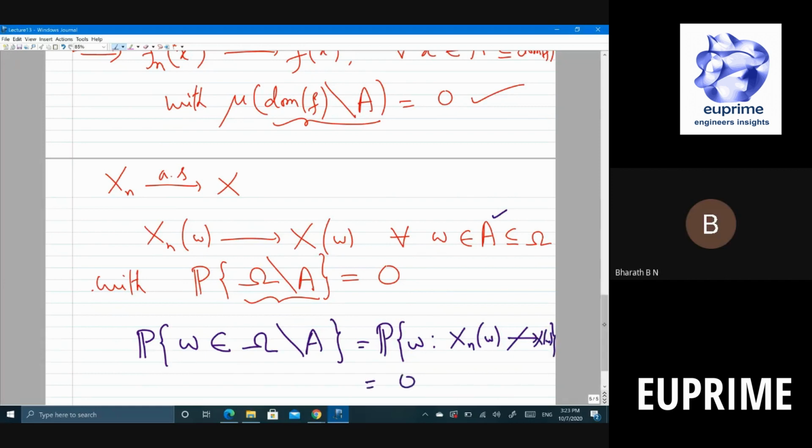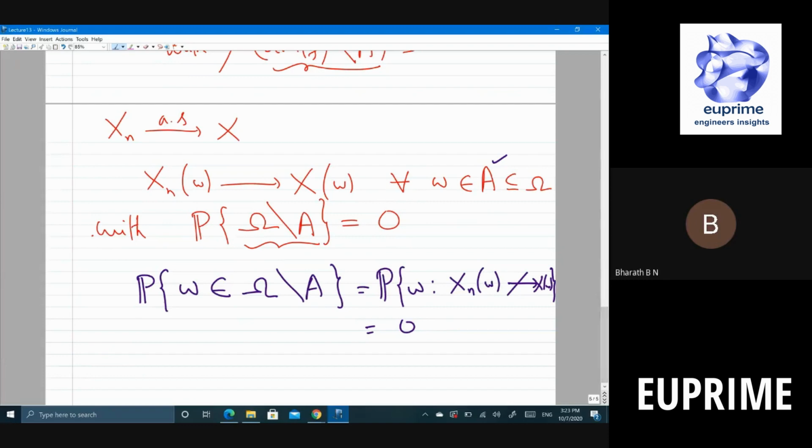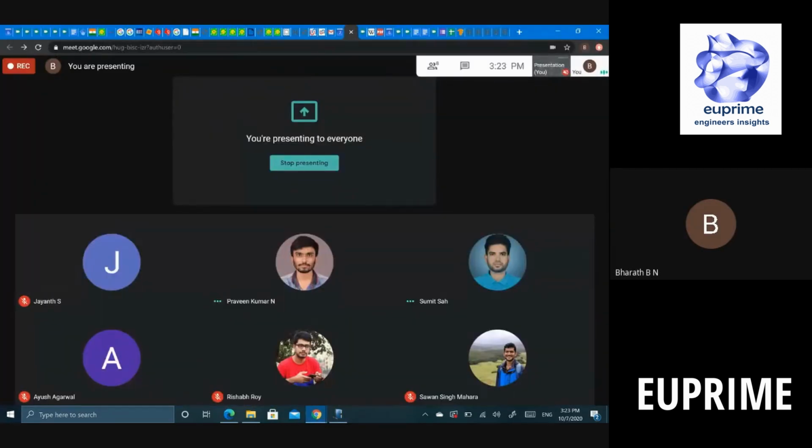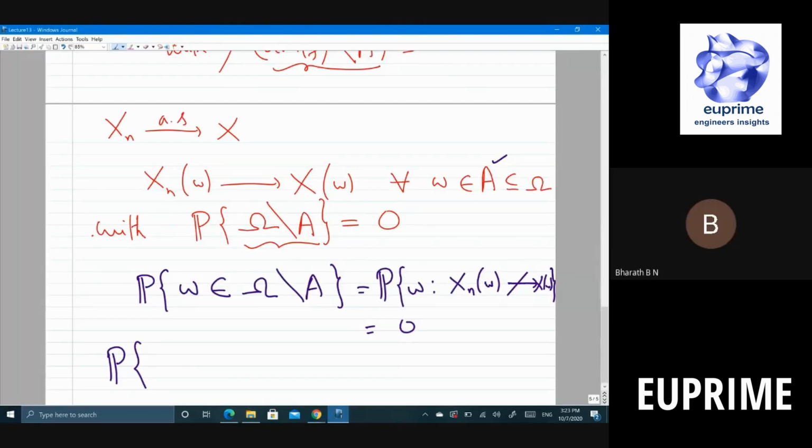Now, if the probability of something is 0, what is the probability of its complement? 1, right? So what is the complement of this? The set of omega such that Xn of omega converges to X of omega has probability 1. Rishabh, is that fine? Yes, this is almost sure.